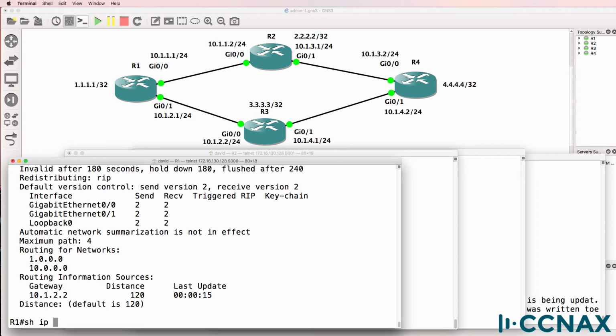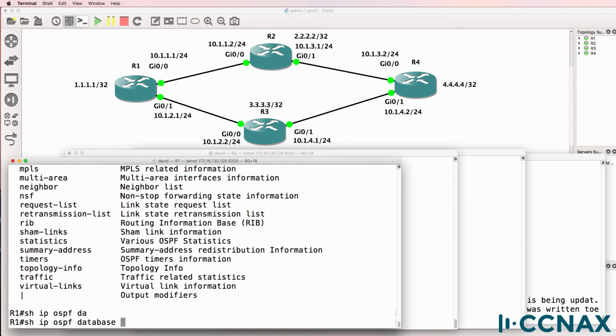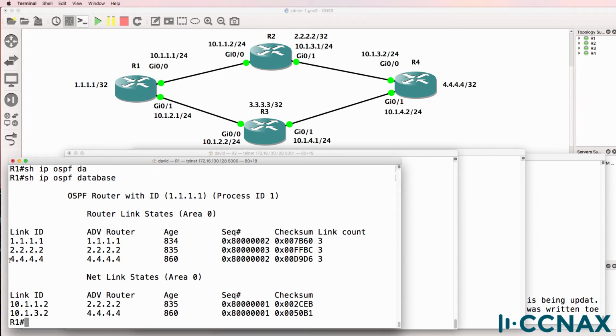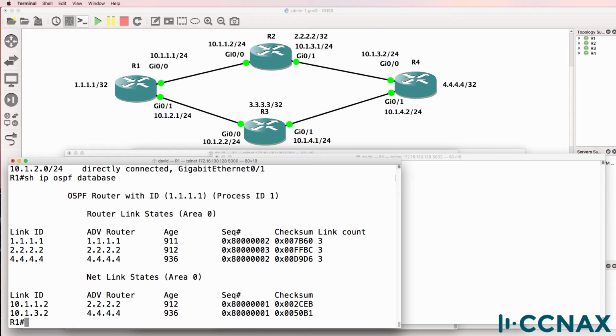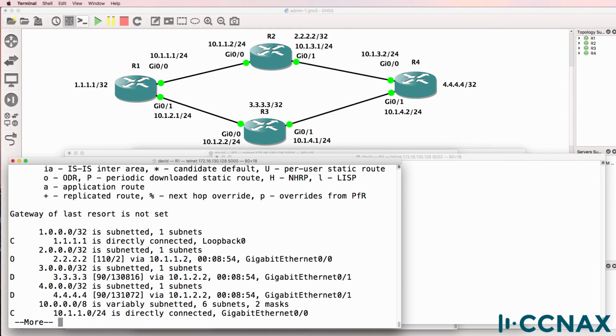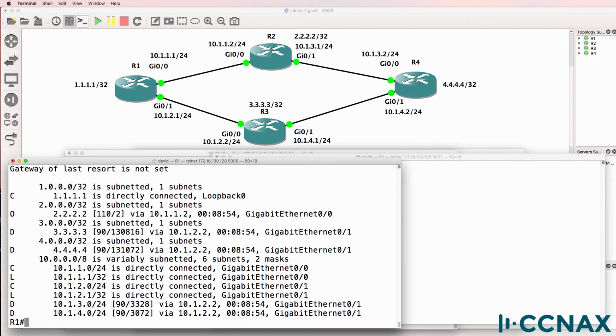So let's look at the OSPF database, show ip ospf database. In the OSPF database, we have a router ID for router 4. In other words, that route exists in the OSPF database. So why is OSPF not chosen for this route? OSPF is being used for this route, but it's not being used for this route. Why is that? So to help troubleshoot, we can use the following commands.